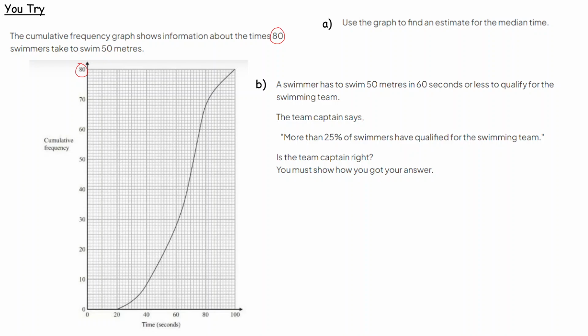Use the graph to find an estimate for the median time. On the previous video, we looked at finding the median, so that should be nice and straightforward. The median is your middle value. So if you've got 80 people in total, what's the middle of 80? It's going to be your 40th person. So we go along from 40, and we go across, and we go all the way down, hopefully trying to make it as accurate as possible.